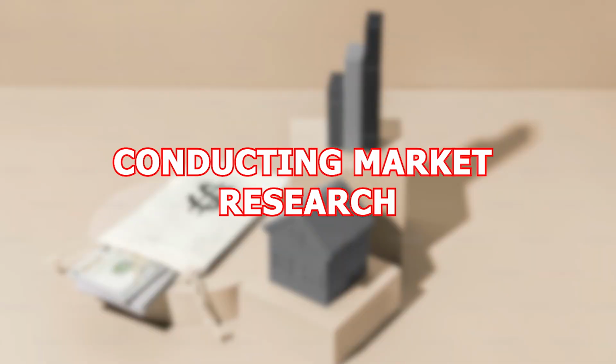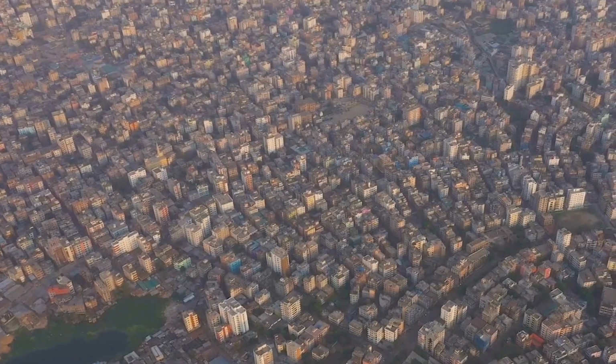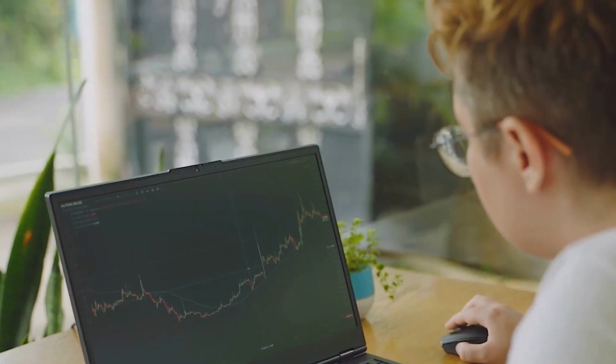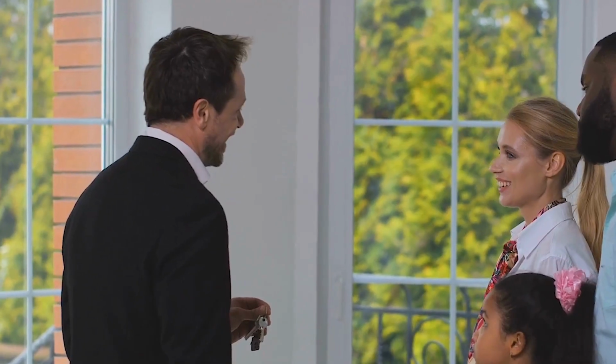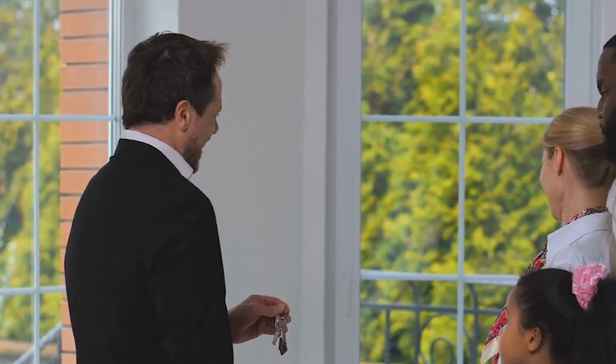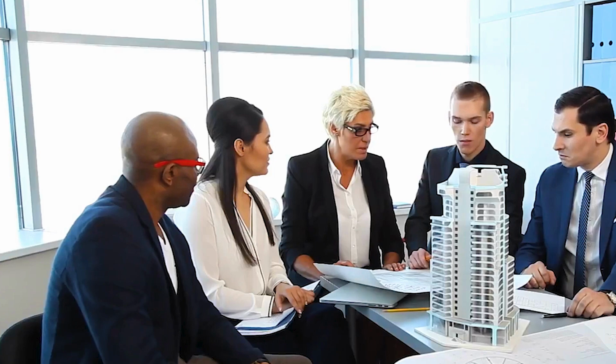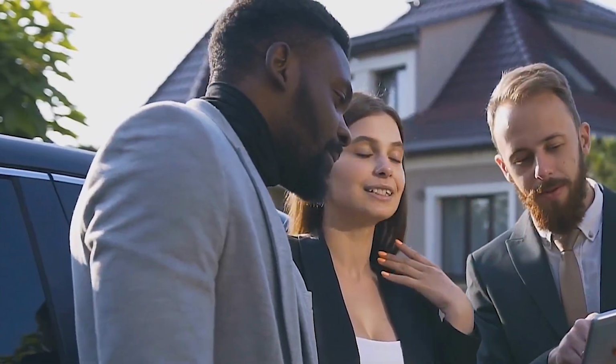Conducting market research. When the stakes are high, knowing the local market can make all the difference. Start by thoroughly analyzing property prices, rental rates, and overall market demand in the area. This helps you understand the current value and attractiveness of potential investments. Identifying who will be interested in renting or buying your property is just as important. Knowing the target demographics and the rental needs ensures that your property will attract the right audience.